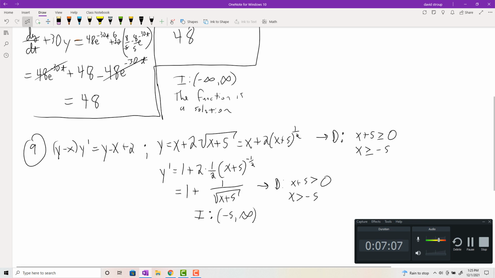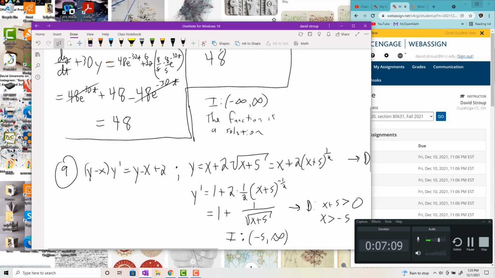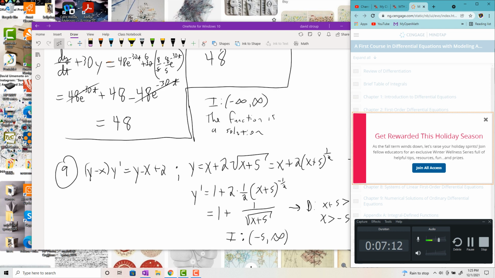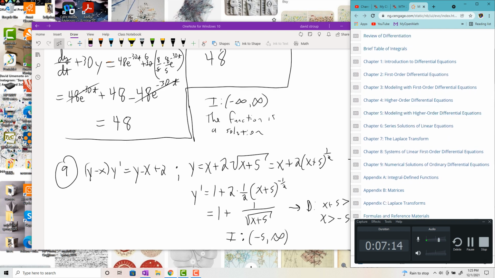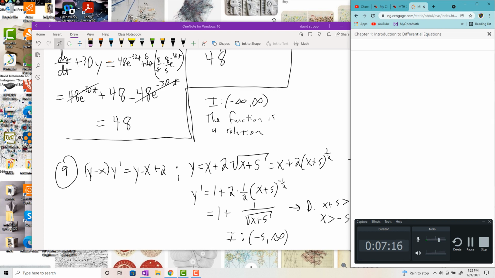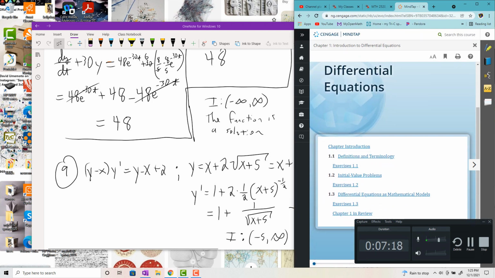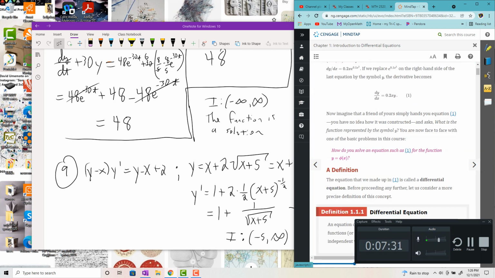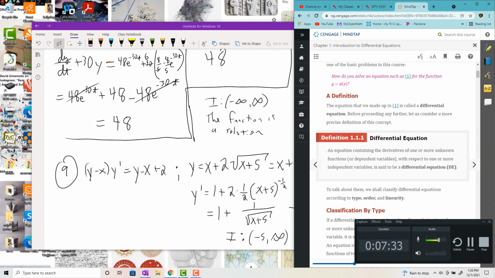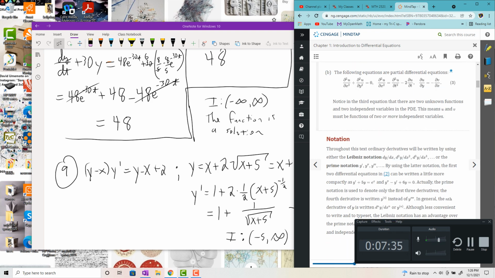Okay, so for the interval of definition, in case you've forgotten, let's get the official documentation from the book. The original function has to be defined, and all of its derivatives up to the order of the differential equation need to be continuous. Okay, so that's our interval of definition. Let's find it in the book just to make sure I'm not misleading you.